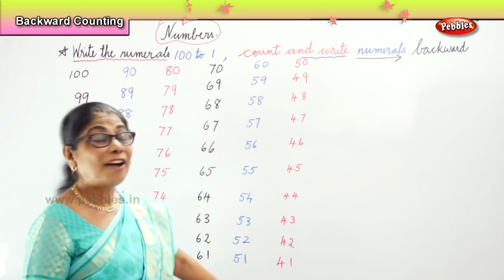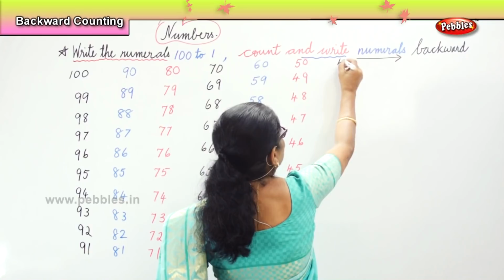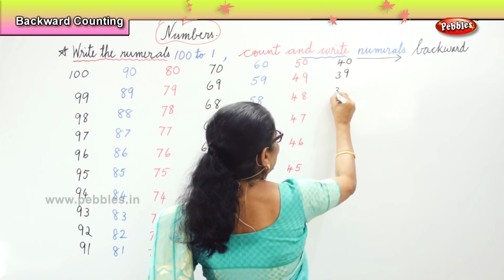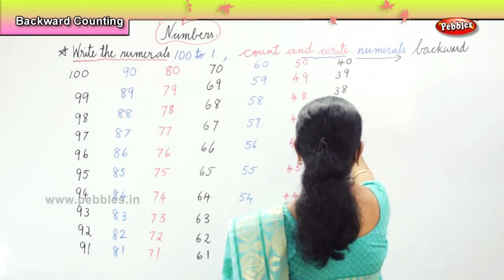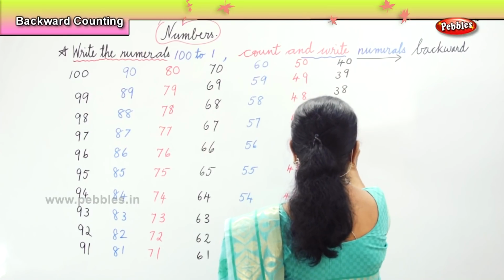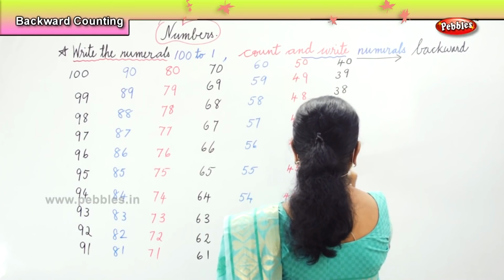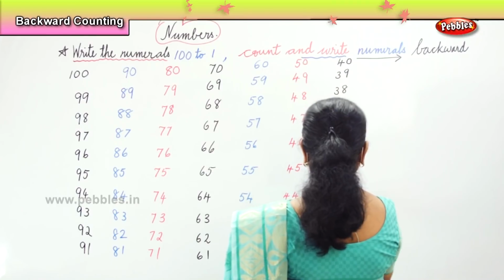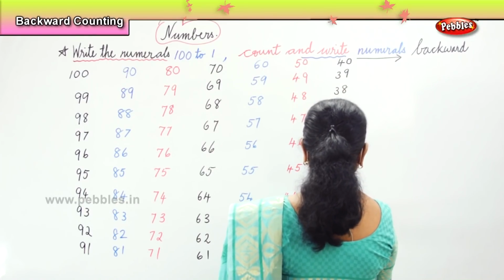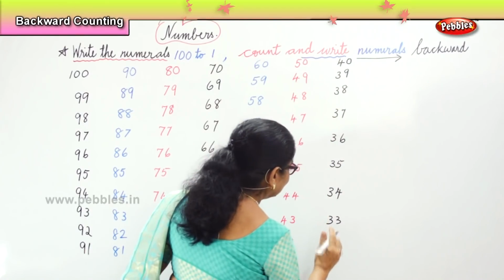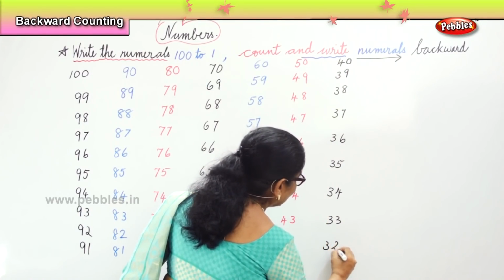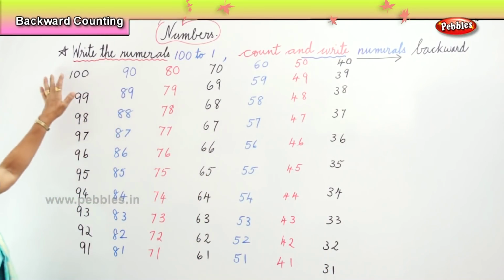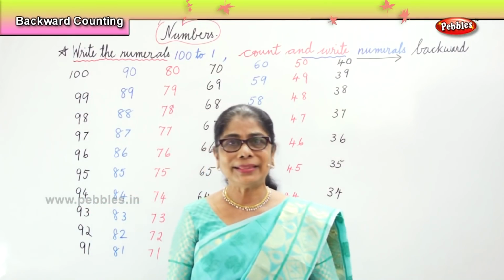What's the next numeral? 40. Very good. The next numeral is 40. One less. 39. One less. 38. Very good. 37. One less. 36. One less. 35. One less. 34. One less. 33. Good. One less. 32. And one less. 31. We learn to count and write the numerals backward from 100 to 31.